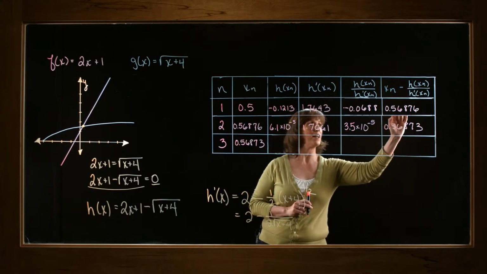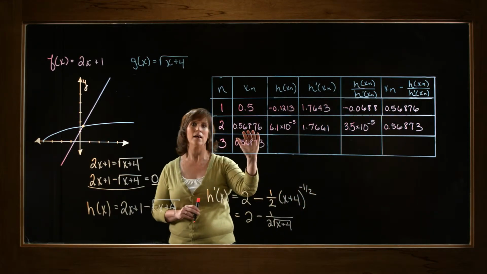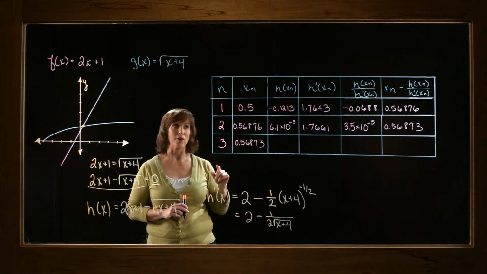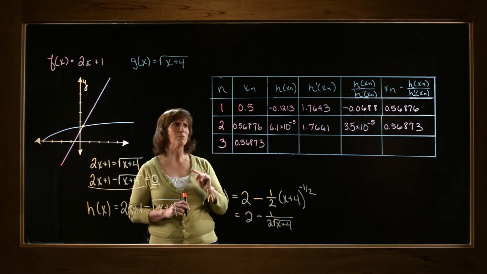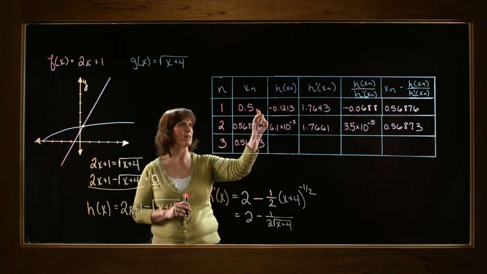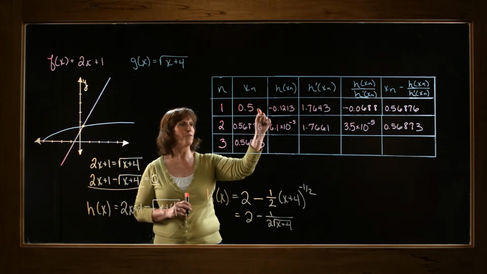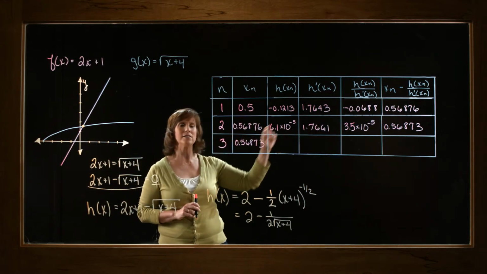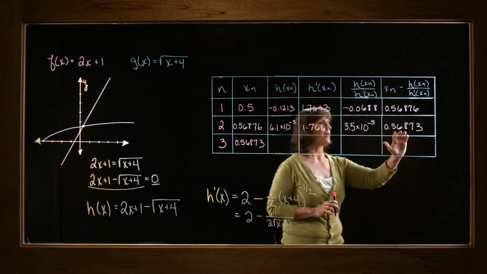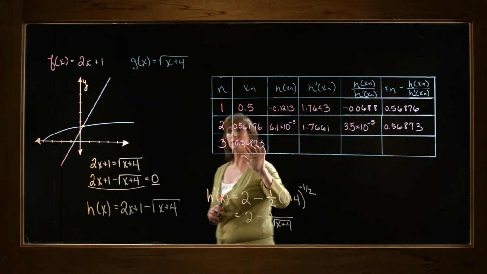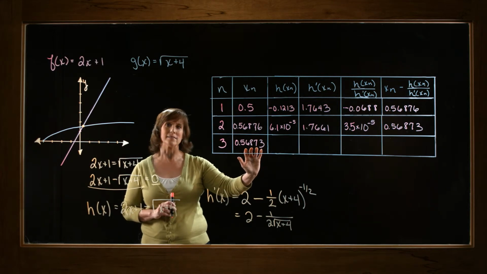And remember what you do. You take your final answer, and it becomes your next guess. Then you start the process all over again. But before we do that, let's just double check this. Am I close enough? I said I wanted to be accurate to 3 decimal places. Well, these two are farther apart than that, so I'm going to keep going. So I fill out my entire table, and I come up with 0.56873, and it becomes my new guess.